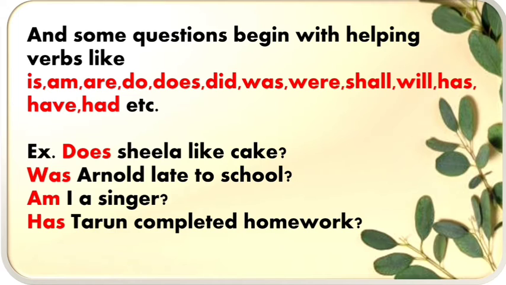All right. For example, does Sheila like cake? Was Arnold late to school? Am I a singer? Has Tarun completed homework? These sentences are the examples of interrogative sentence. These all sentences start with a helping verb like does, was, am, has.